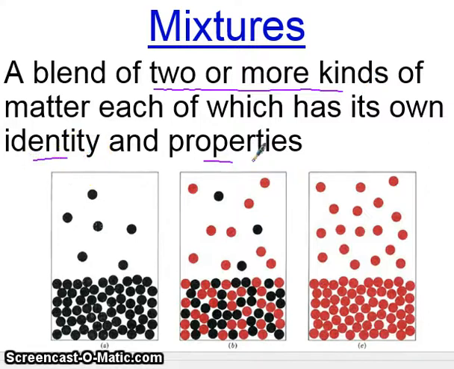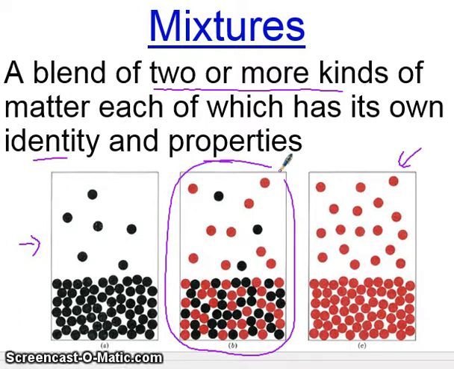and properties. So on the left side, you have just the black substance. On the right side, you have a red substance. And then in the middle, we have a mixture of the two. The black and the red still have their own identity and properties, but they are mixed together.